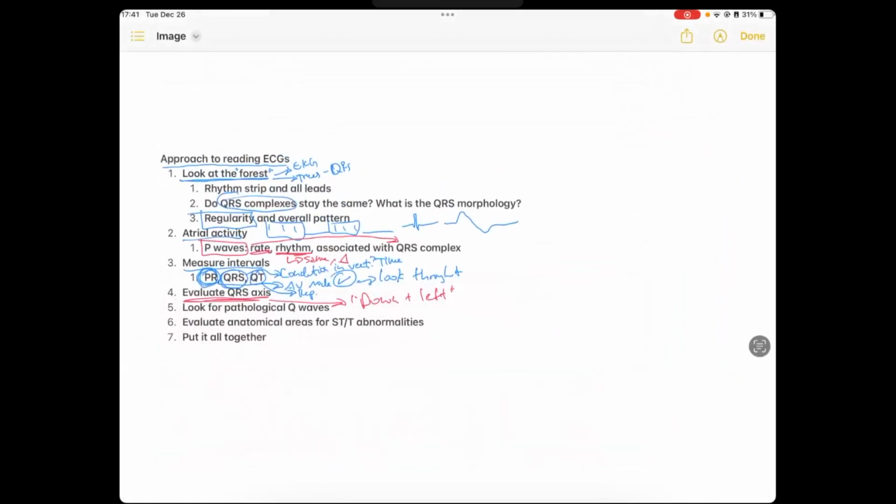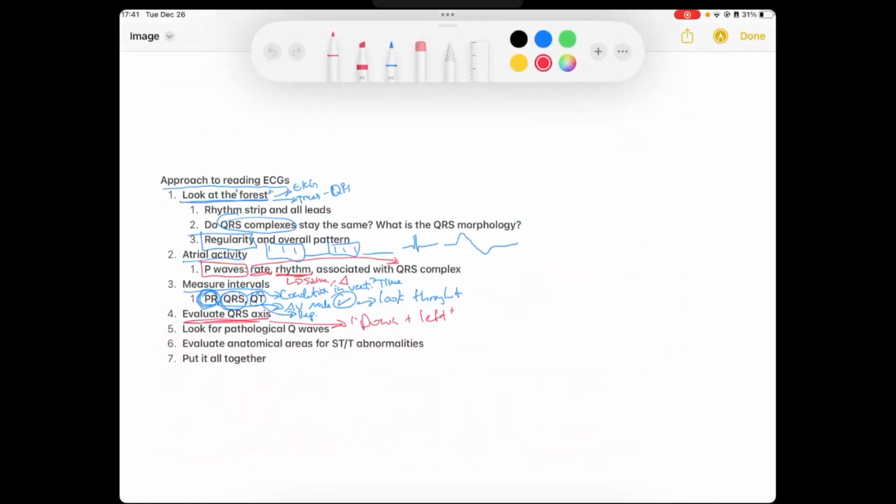The next thing I do in tandem, I look for pathological Q waves. Remember, Q waves on an EKG are when the initial deflection of the QRS is negative. So when I've got my P and then I have a deep Q wave, that's a pathological Q wave. What that's saying is there could be a previous myocardial infarction in that anatomical region, in that lead.